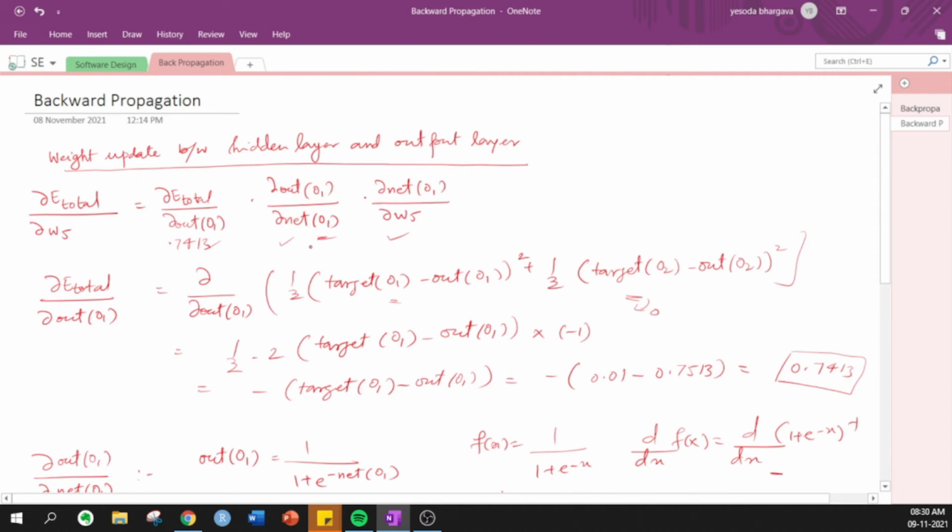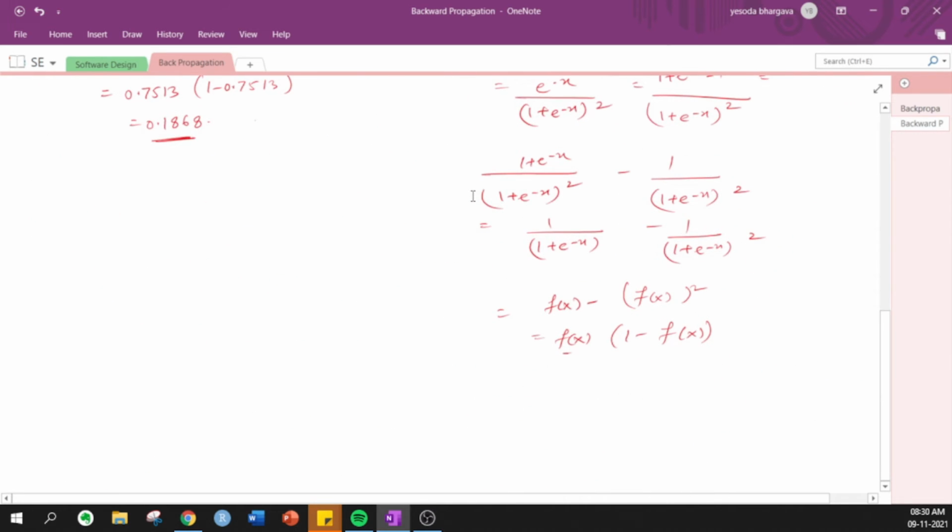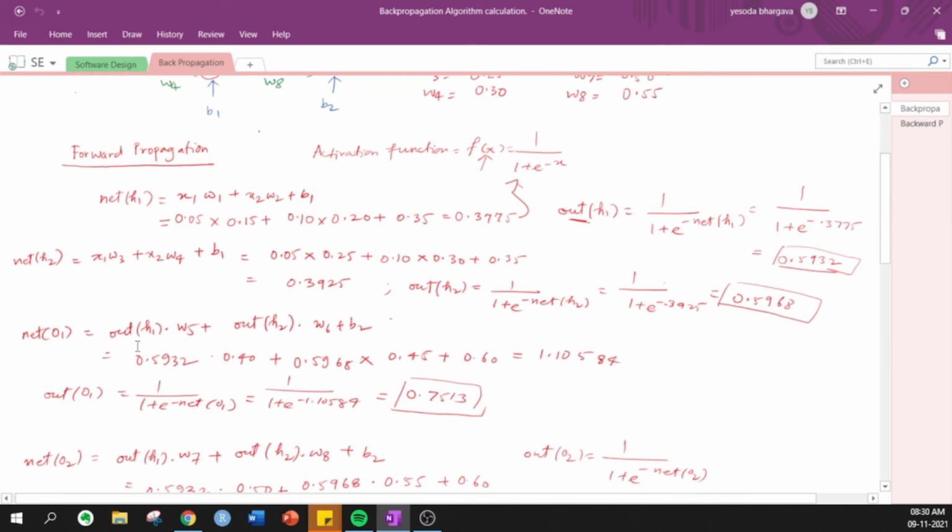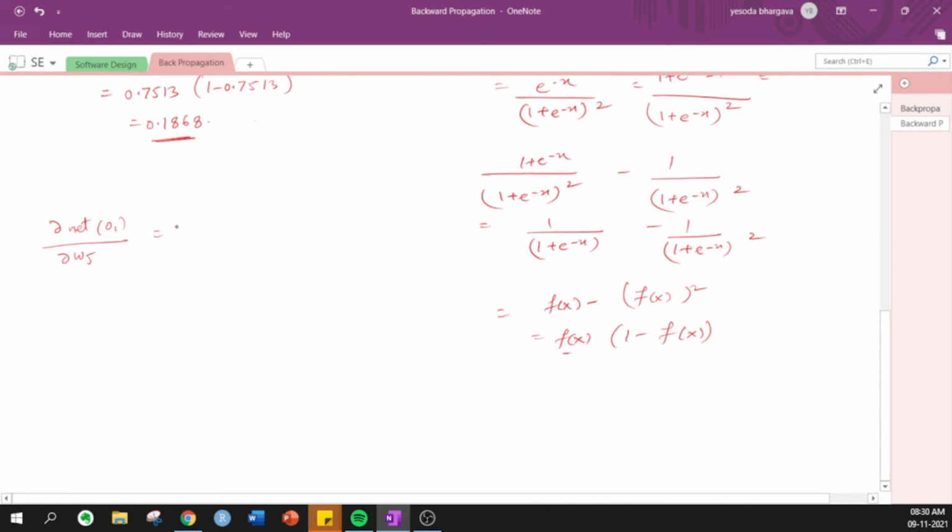So this is 0.1868. Now we compute the last term: partial derivative of O1 with respect to weight 5. We know net output O1 is output of H1 into W5 plus output of H2 into W6. So when we differentiate this with respect to W5, the second term cancels out because there is no W5 in it, and B2 is also constant 0. So what remains is output of H1.